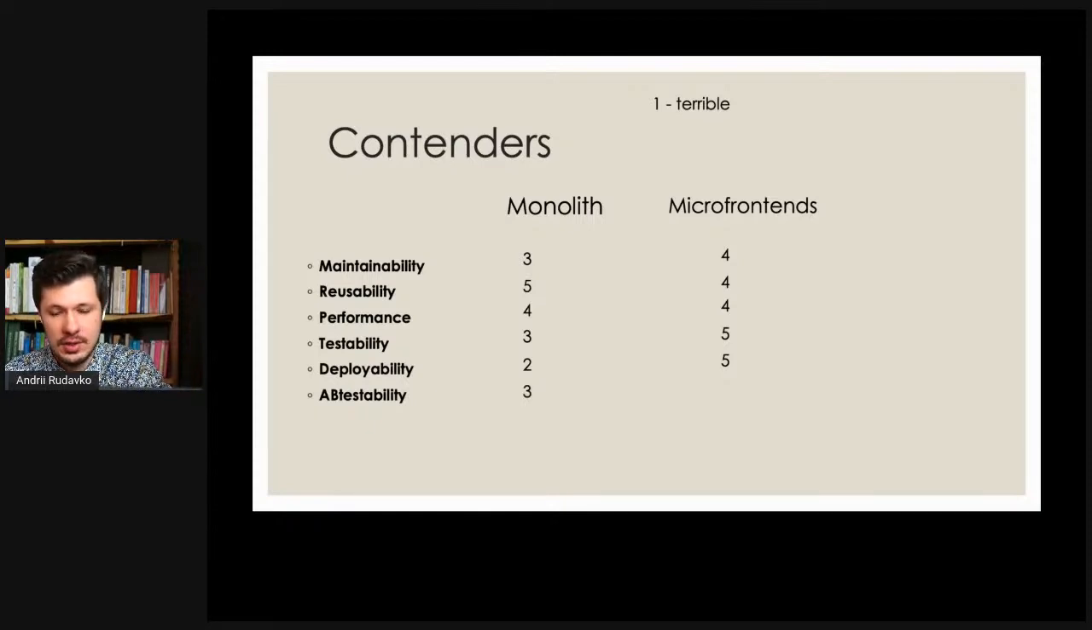And for the A/B testability, the monolith gets a 3 because if you want to A/B test something, you put a bunch of if statements in the monolith to decide which component to actually show, and you ship both of the components, regardless of whether the end user will see them or not. You ship both of the components to the client.